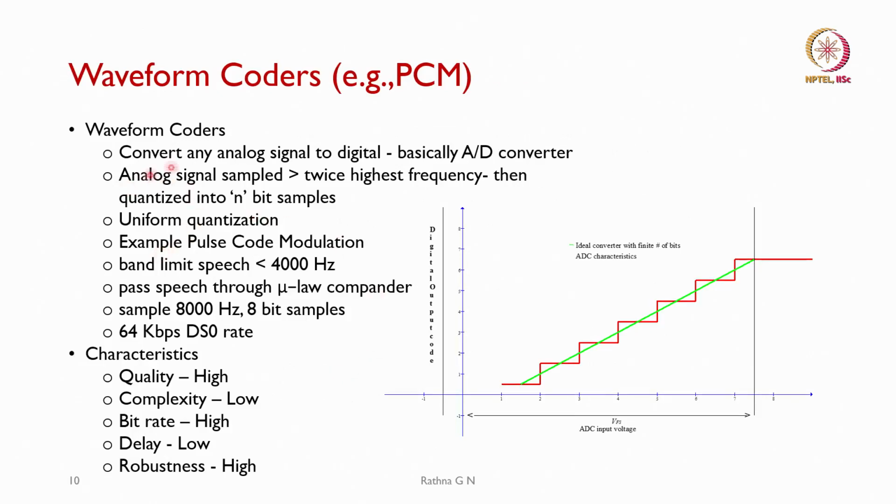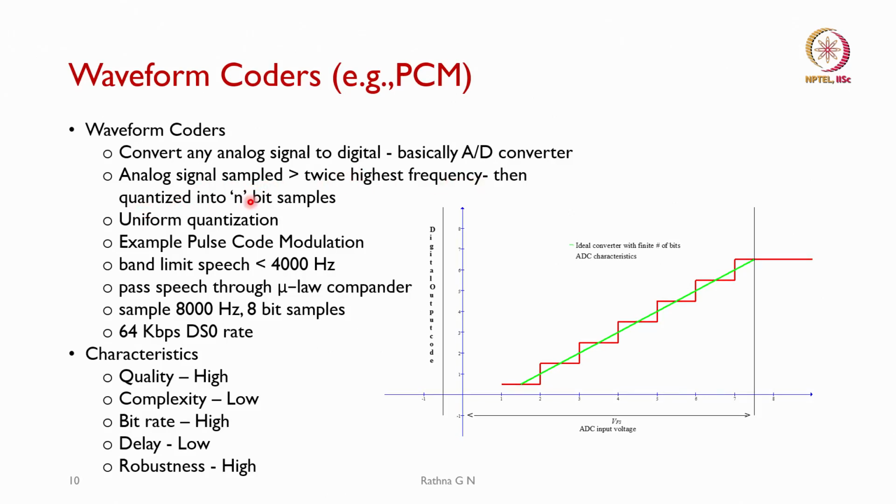We say that waveform coders are what we call PCM, pulse code modulation. All of you would have heard of it. This is the waveform coder. What it does is basically convert any analog signal to digital, basically an A to D converter, which one has to use to do the conversion of speech. The analog signal is sampled, as we know, at more than twice the highest frequency component.